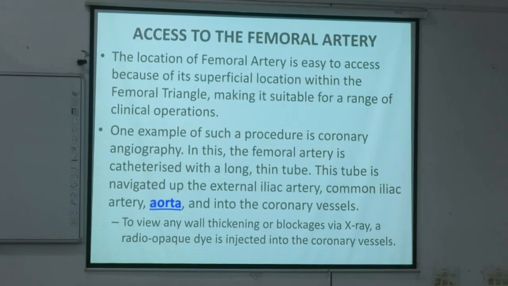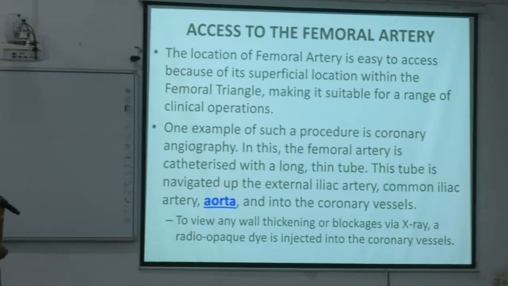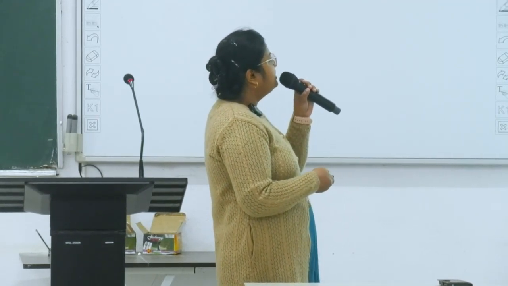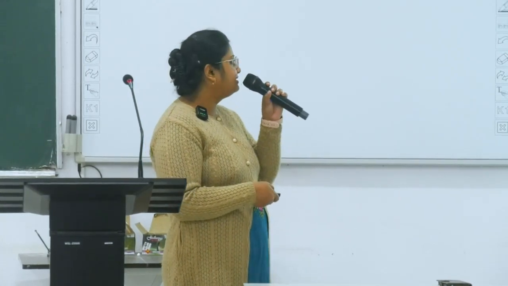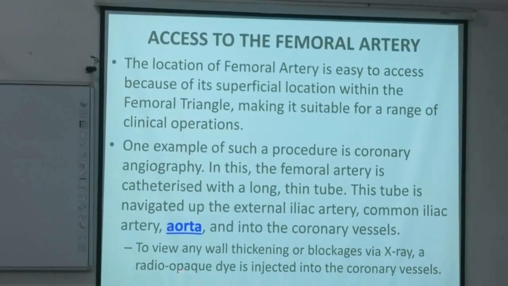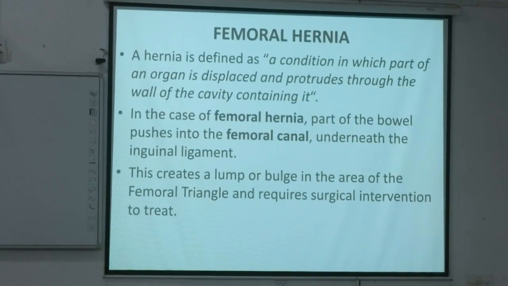These are important. Explain why: why is cardiac catheterization done through the femoral artery? Because it is superficial in location and easily accessible, so the femoral artery is catheterized with a long thin tube, and this tube is navigated up to the external iliac artery, then common iliac artery, then aorta, into the coronary vessels. To view any wall thickening or blockages via X-ray, a radio opaque dye is injected into the coronary vessels. That is how coronary angiography is done.